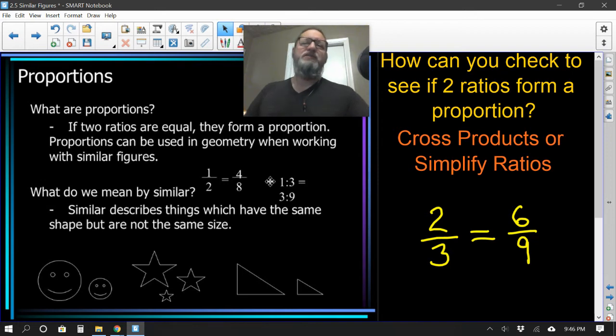Before we jump into similar figures, we have to go back to another term that we need to be comfortable with so that we can do well with similar figures, and that's proportions. A proportion is when you have two ratios that are equal to each other, and one way we write a ratio is as a fraction. Looking at this one here, 1/2 equals 4/8. You probably would agree with that.